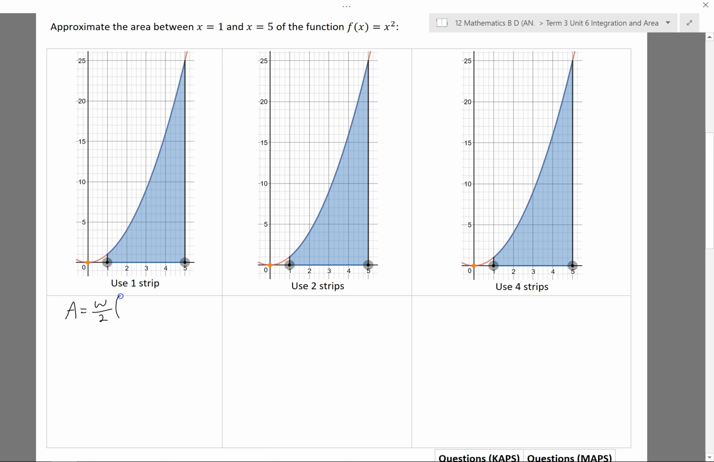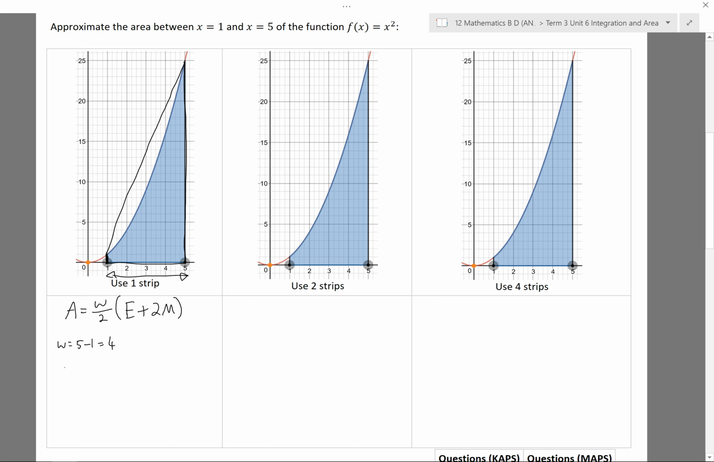The width divided by 2, the endpoints plus 2 times the middle points. Using just one strip, I'm making it all into one big trapezoid. So all I have is these two distances, these two endpoints. I don't have any middle points. I know that the width is 5 minus 1, which is 4.